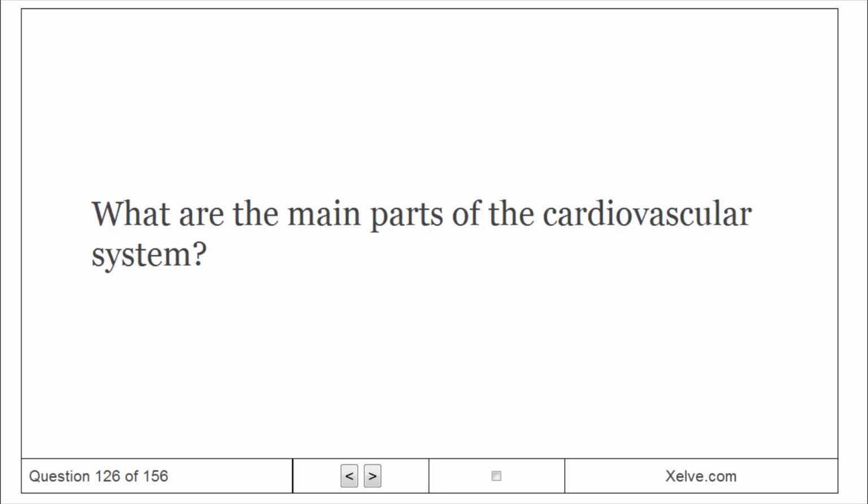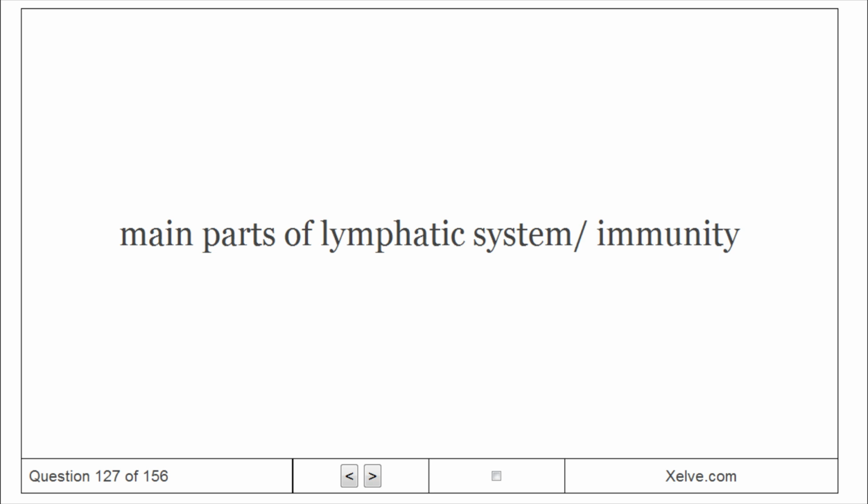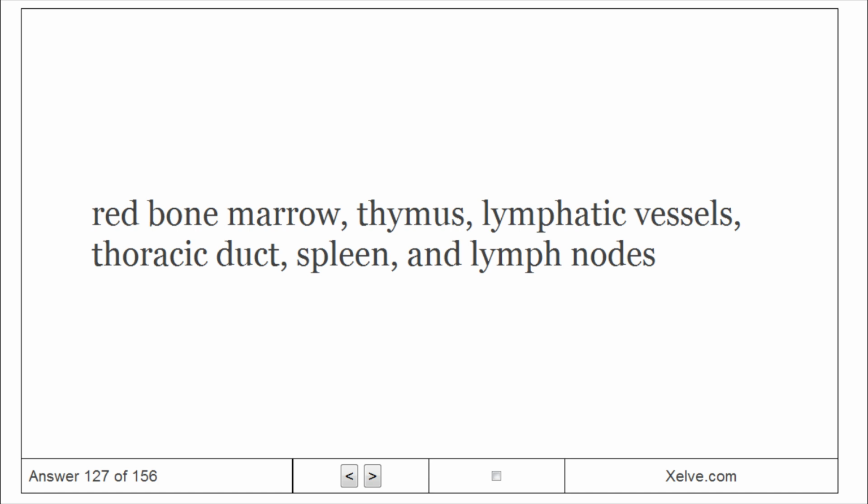What are the main parts of the cardiovascular system? Blood vessels and heart. Main parts of lymphatic system, immunity. Red bone marrow, thymus, lymphatic vessels, thoracic duct, spleen, and lymph nodes.